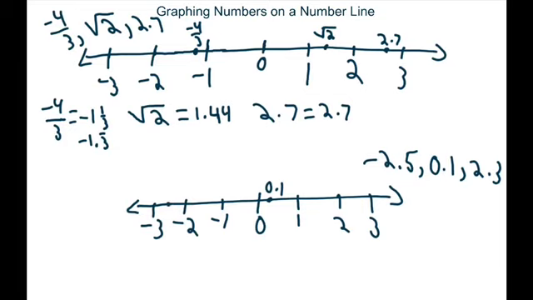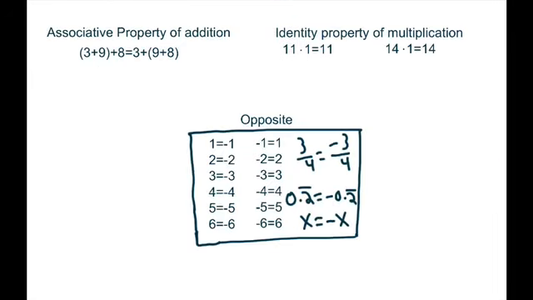Negative 2/5 will be in the middle. Negative 3 and negative 2. 2.3 will be like right here. Oop. This property would be like this.